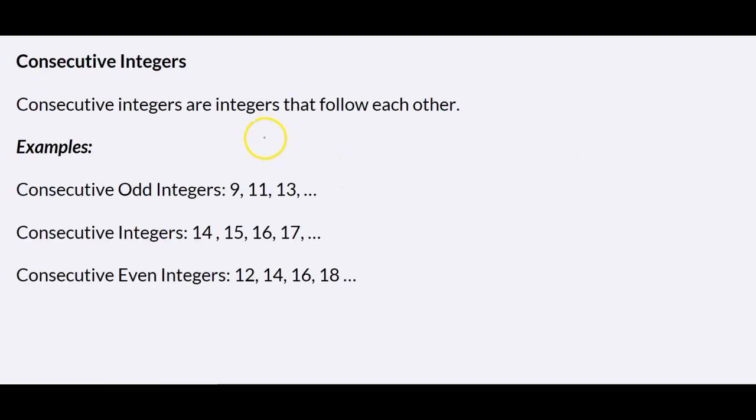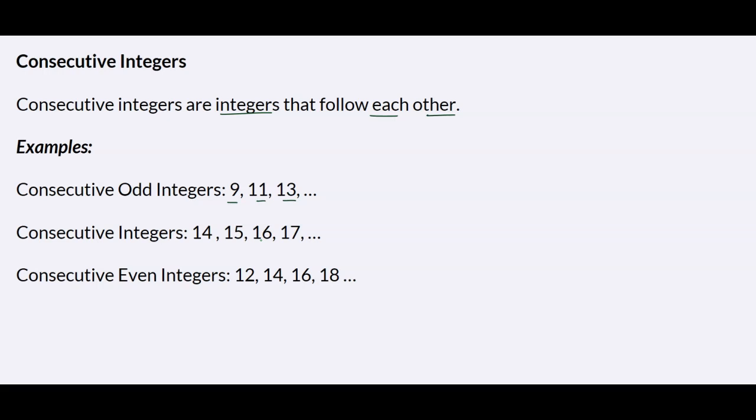So now, what are consecutive integers? Consecutive integers are integers that follow each other. There are different types of consecutive integers that are very common. We have consecutive odd integers, which means the odd integers that follow each other. So you can see that there is 9, 11, 13. Then we have consecutive integers, which are just counting numbers: 14, 15, 16, 17, and so on.